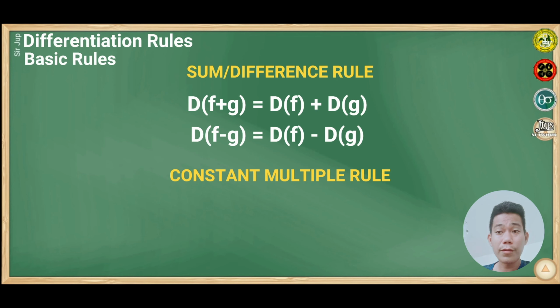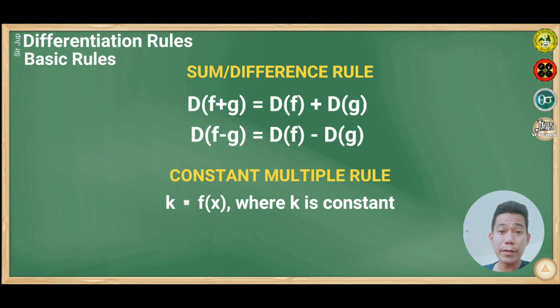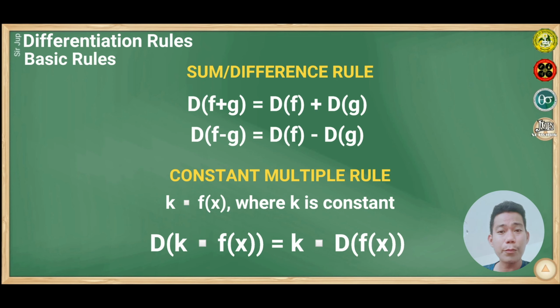Okay, for example, and also we have the constant multiple rule. So for example, you have a function f of x multiplied by k. So the derivative of k times f of x is equal to, so pwede mo lang ipalabas yung k, tsaka kunin mo yung derivative ng f of x. So the derivative of k times f of x is equal to k times the derivative of f of x. Okay, so yun lang yung sum, difference, and constant multiple rule.